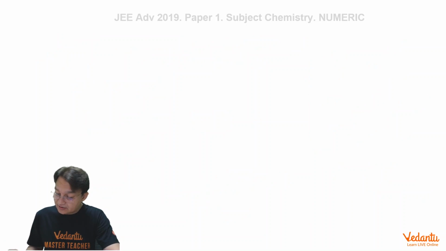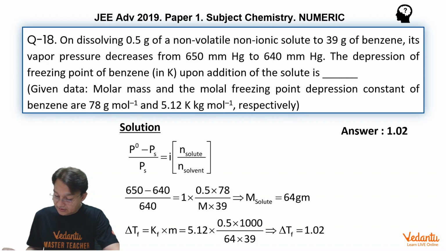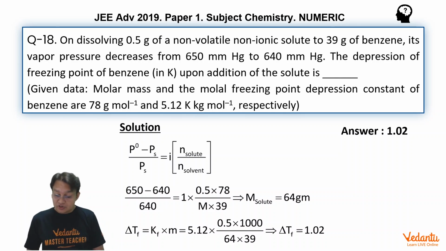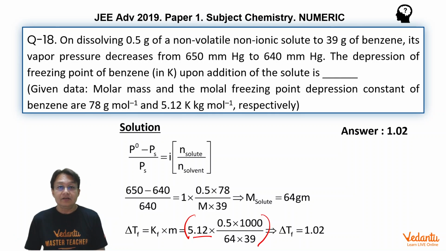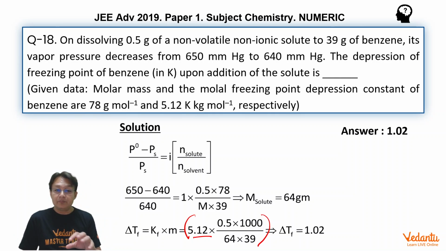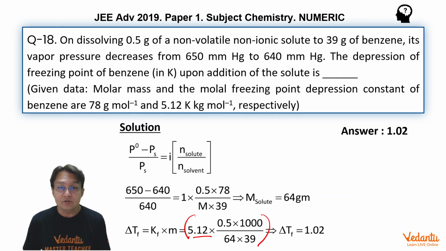Upon solving this, you are going to get this number, which is shown here. It is 5.12 into 0.05 into 1000. Now in this slide, the problem is solved from a very different perspective. In this slide, first we have calculated the value of m of solute and then we have solved the problem. So you can see the solution.